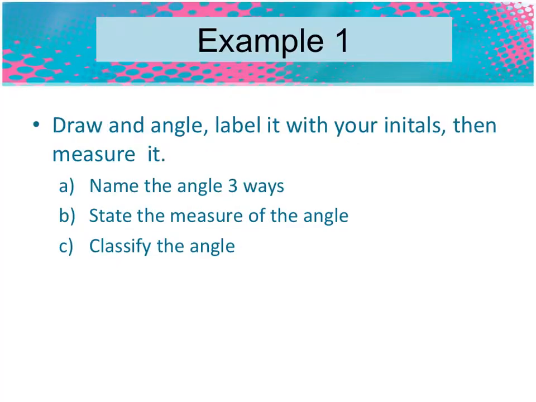Okay, so for this first example, it wants you to draw an angle, label it with your initials, then measure it, name the angle 3 ways, and state the measure of the angle and classify the angle. Now, we don't have a protractor, and if you try to bring in a picture into Notability, you're not going to be able to manipulate it. So I'm just going to show you how a protractor works. I'm actually going to bring in a picture of one, and show you how it's got 2 rows of numbers.